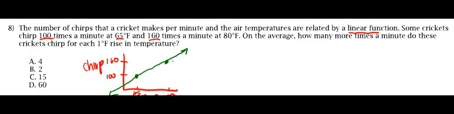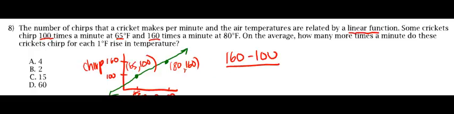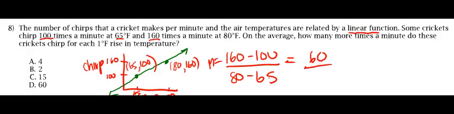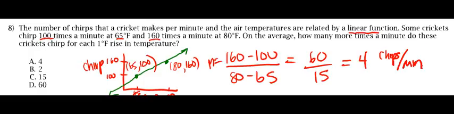So if this is the coordinate 80, 160, and this is the coordinate 65, 100, I can turn it into a slope, and I can say y minus y, so it'd be 160 minus 100 over x minus x, 80 minus 65. Well, this is our slope, which also is our rate of change. 160 minus 100 is 60, 80 minus 65 is 15, 60 divided by 15 is 4. 4 chirps a minute.